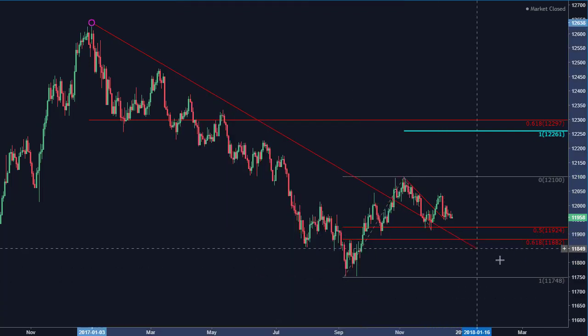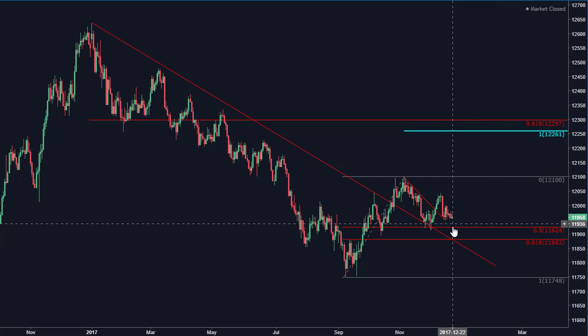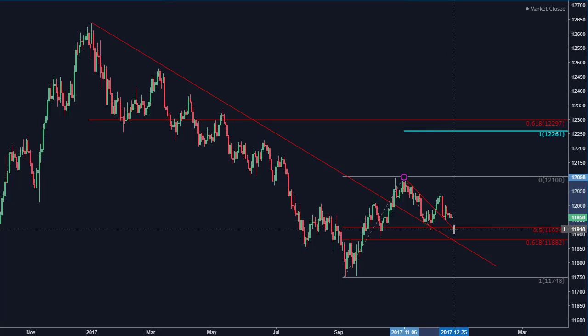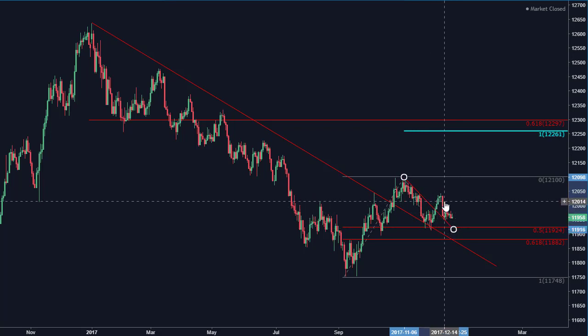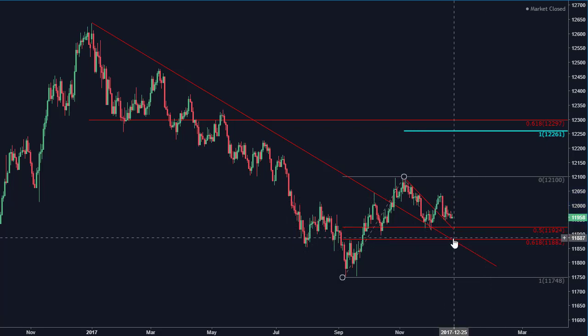So, if I extend this trend line, that would suggest that we would come down to the trend line at the 60% retracement level and then get our bounce, right? If this is a complete fake out, and this move up is not going to draw in any buyers, then there is the possibility that we could come down to this level here.